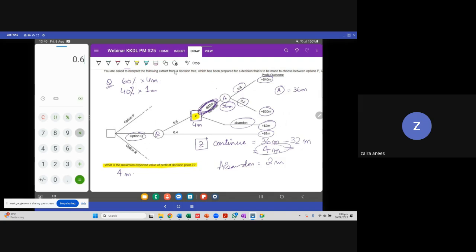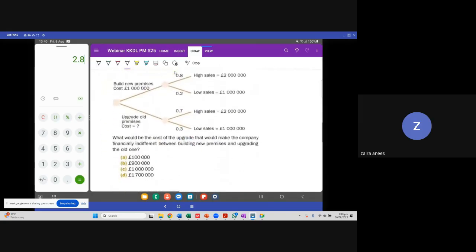So 60 into 4 plus 40% of 1, that will be equal to 2.8. This is the answer at point Q. We cannot proceed to this option because we don't have anything from P and Q, so we cannot proceed with that. So that's how we can do it. One last question and then we'll finish.